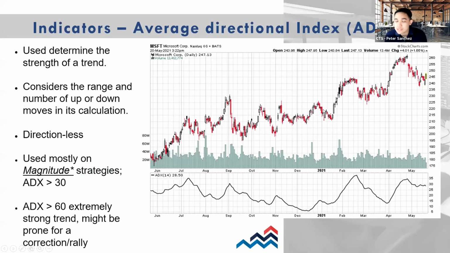So we go to our last indicator na, which is the ADX, or also known as the Average Directional Index. Medyo complicated din yung equation nito, so hindi na tayo magde-dwell doon. Pero you can Google it if you want. So basically, ADX determines the strength of a trend. ADX usually ginagamit niya is 14 days of data points. And it considers yung range ng upticks or downticks in its calculation.